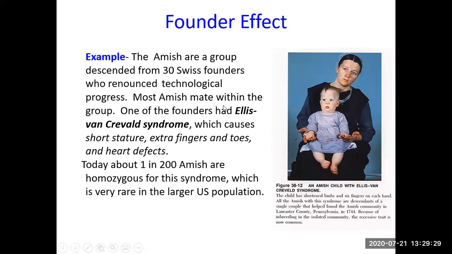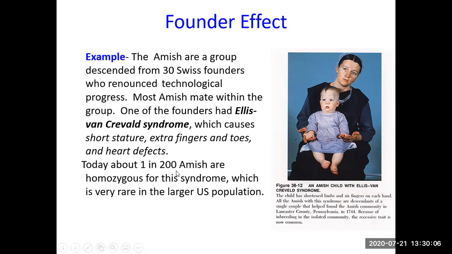Or the Amish people. They all descended from Swiss founders, and they live very simple lives. They do not adopt any kind of technological progress. This community likes to stick amongst themselves and doesn't want to marry people outside of the community, so there's a lot of inbreeding. One of the founding members had a particular syndrome which causes polydactyly, meaning multiple fingers, short stature, and defects in the heart, a cardiovascular problem. Now this disease has become extremely common in this Amish population.